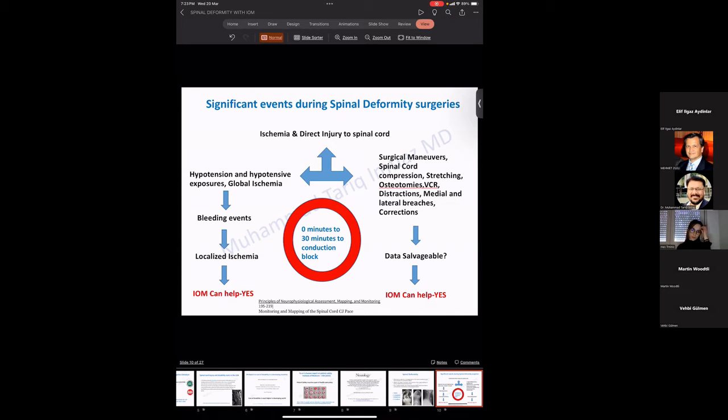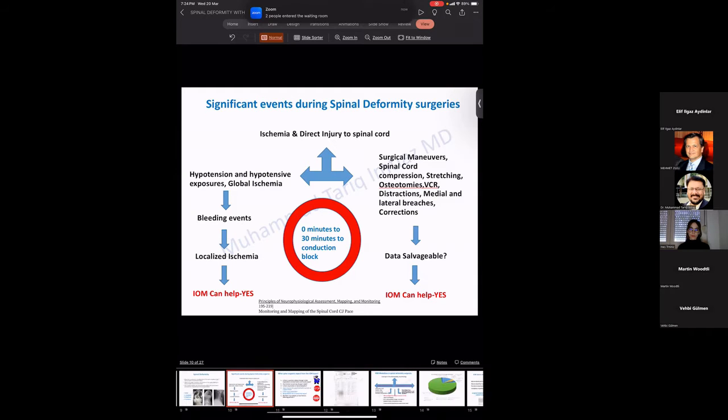Now, the time frame is from 0 minutes to 30 minutes, depending on the nature of the injury to the spinal cord and the surgical maneuvers. If there is a major breach and you have caused damage, we can immediately notify the surgeon, and there is still time for the spinal cord to regain. So the answer to all these questions is yes, IOM can help the surgeons.